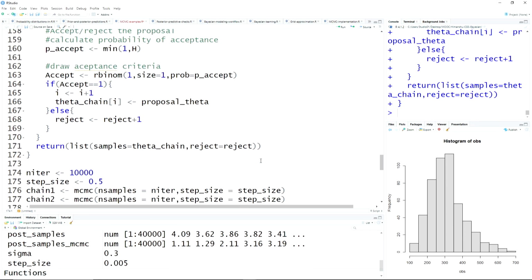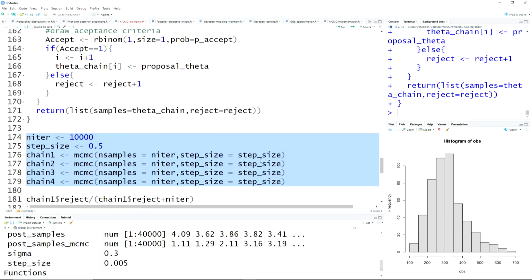Okay. So now I try to run this. Okay, step size of 0.5. I think it's fine. You can actually make it smaller. I think 0.5 is fine for now.